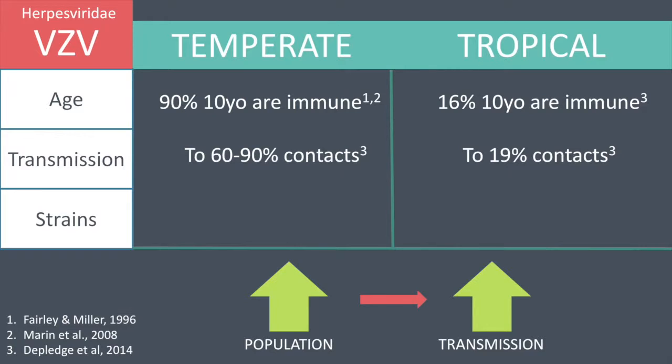Also, when you have a higher population, you have a higher rate of transmission, but that doesn't necessarily mean that transmissibility is higher when you have a higher population, just that you may see more cases simply because a larger number of people are exposed.